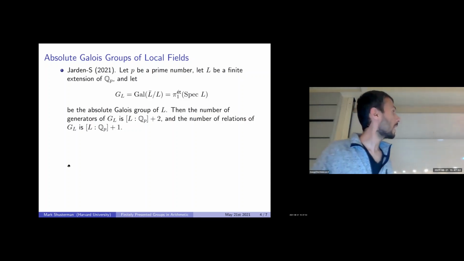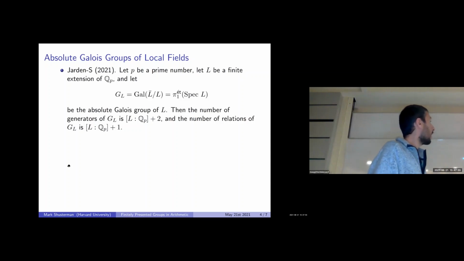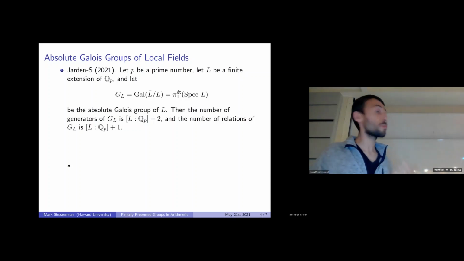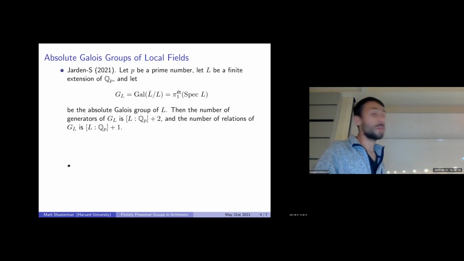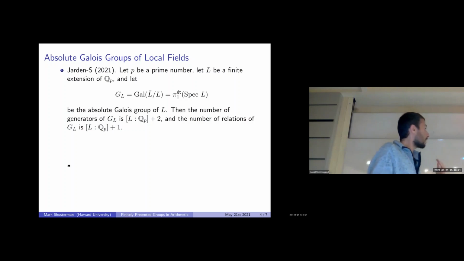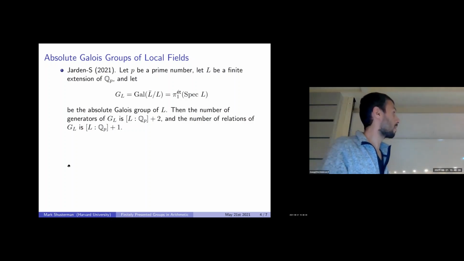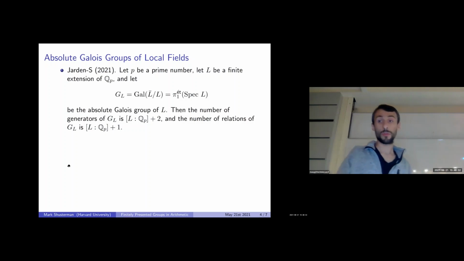So we are able to give, for this, we're just taking a p-adic field, which is a finite extension of Q_p, and we're taking the absolute Galois group, the Galois group of the algebraic closure over the field. So it's just the collection of all automorphisms of the algebraic closure which fix the base field, the finite extension of Q_p. And we are able to determine the number of generators and the number of relations. And we are again getting that the number of generators exceeds by one the number of relations, as you might get a suggestion from the theory of three manifolds and from the unramified fundamental group.